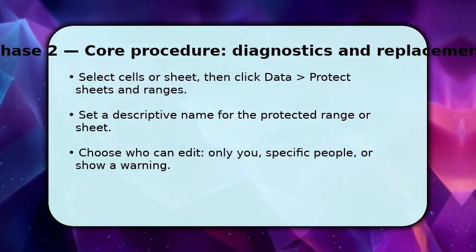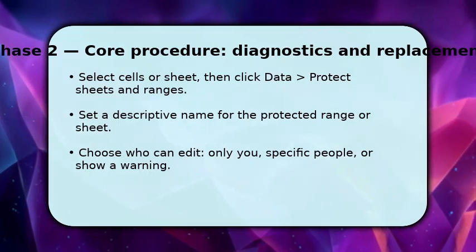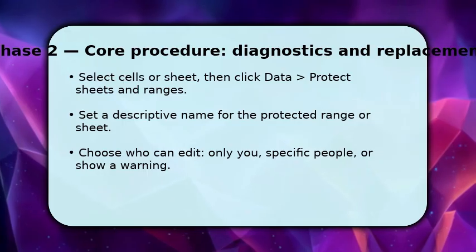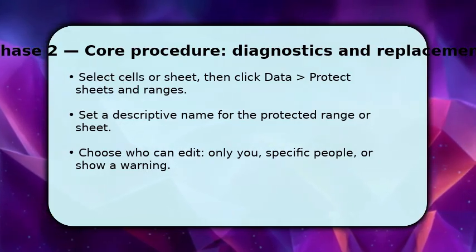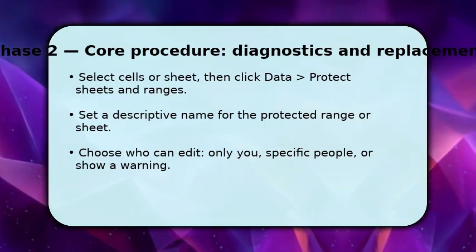Describe the protected area so collaborators know its purpose. Clarity reduces support questions. Choose the permission mode: restrict editing to yourself, add specific editors, or display a warning that allows edits but discourages them.